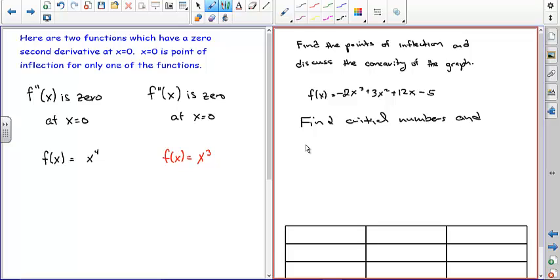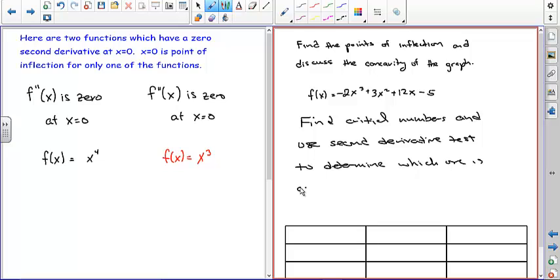and use the second derivative test to determine which one is a maximum and which one is a minimum.